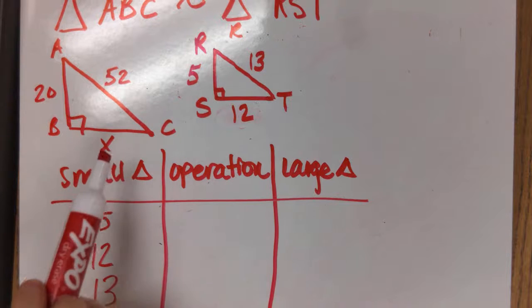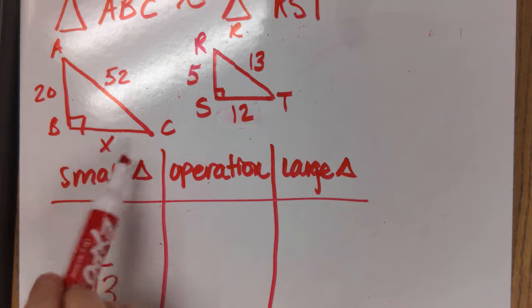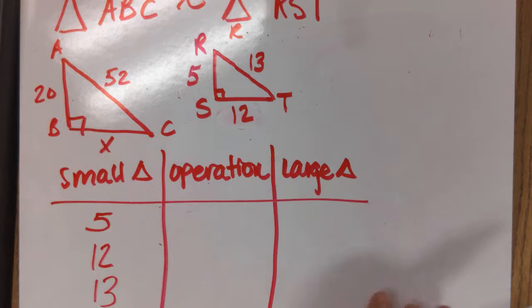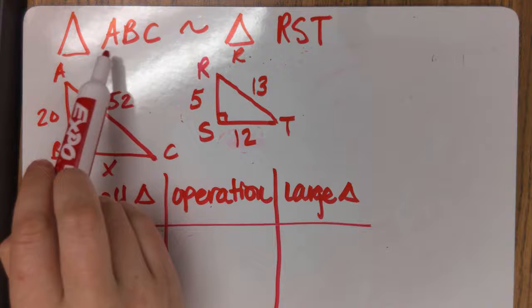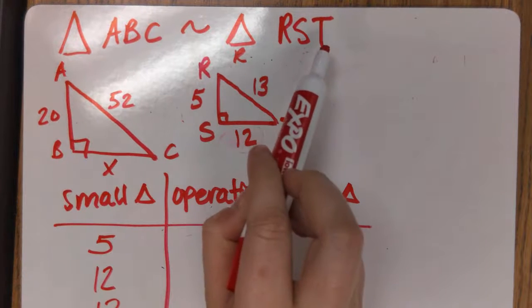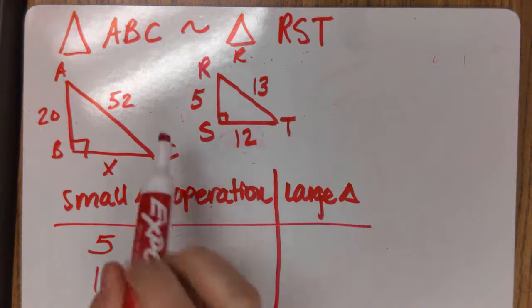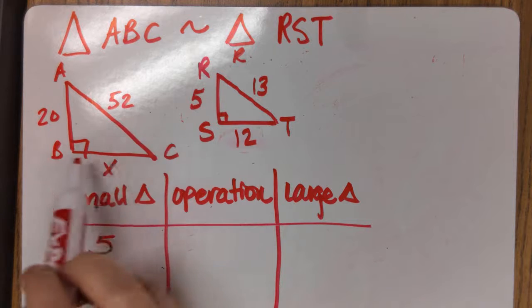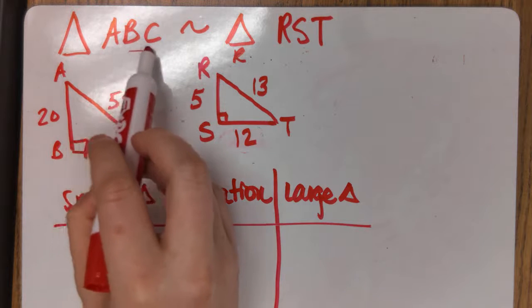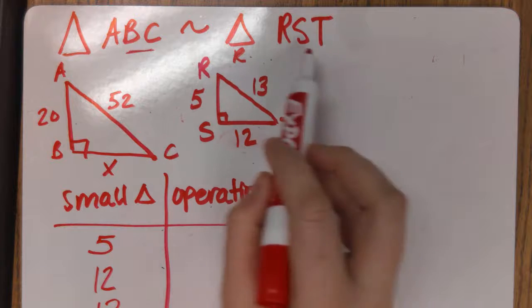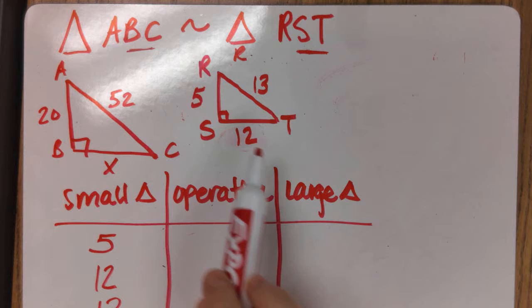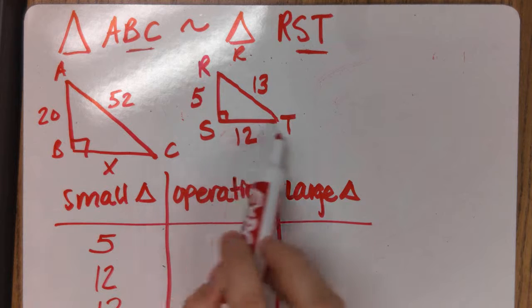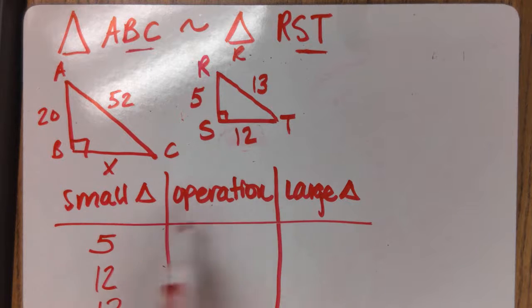So how do I know which side length this is? Is it the small side, the medium side, or the large side? Well, let's look back at our letters up here. They're in order. ABC is similar to RST. So if I go back up here, BC relates to ST. They're in that order. So if I go to ST on this triangle here, it is the medium side. So X will be with our medium.